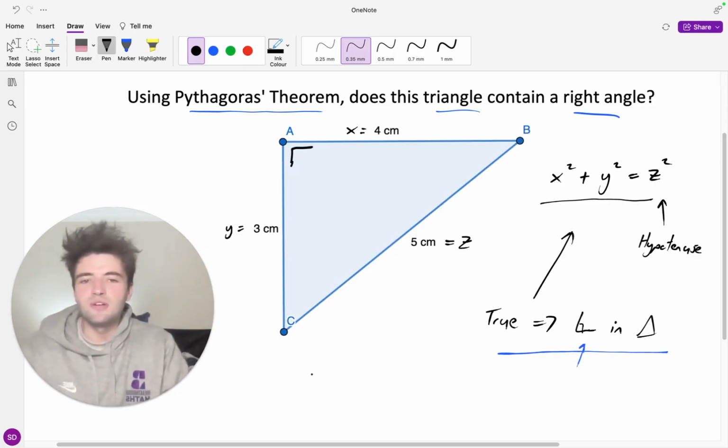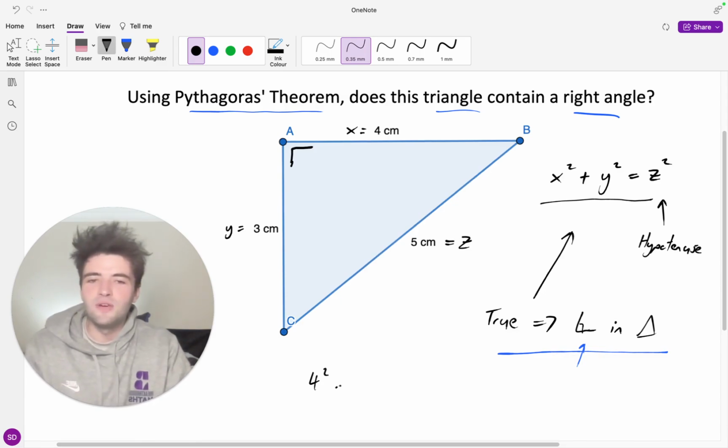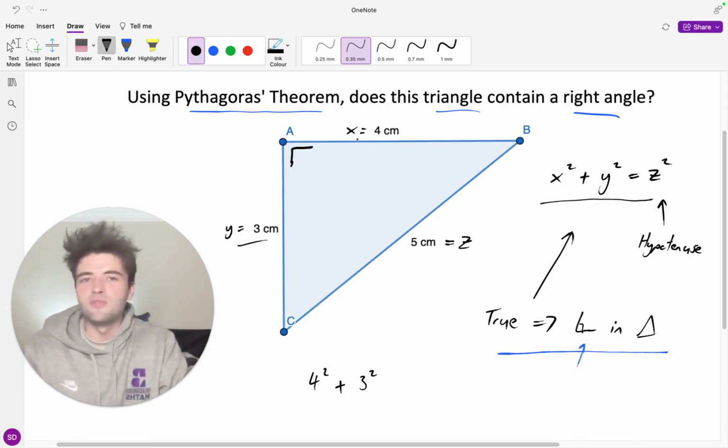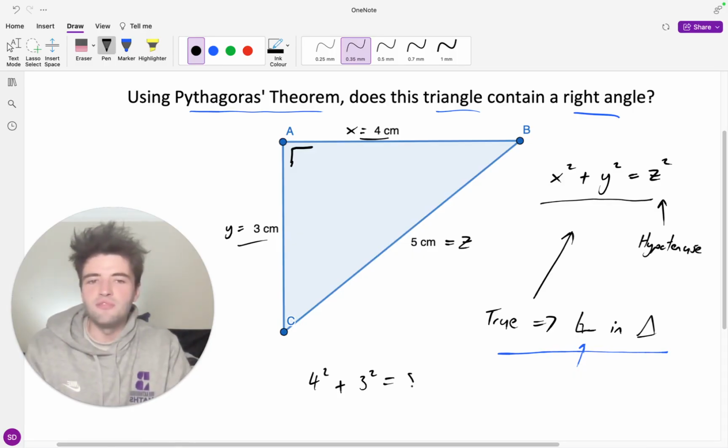All we need to do is plug our numbers in. So x squared is going to be 4, so we can have 4 squared. Y squared is going to be 3 squared, again, because we've labelled our values x and y as 4 and 3. And then z squared is going to be 5 squared.